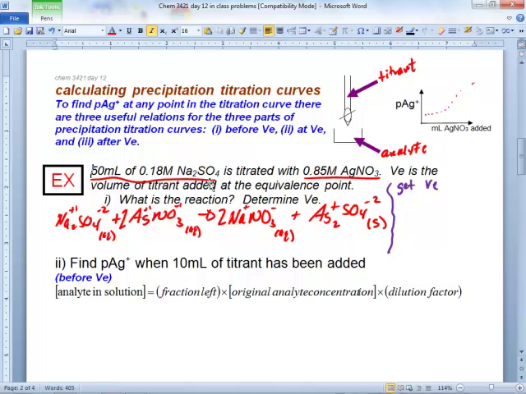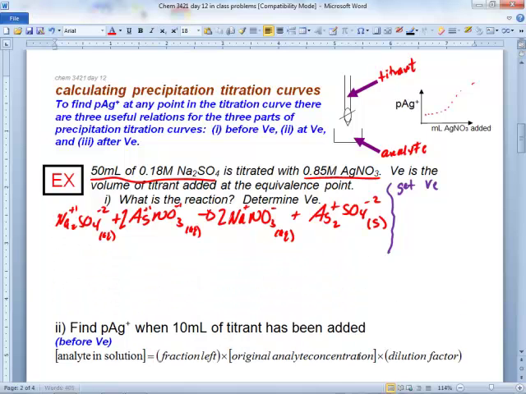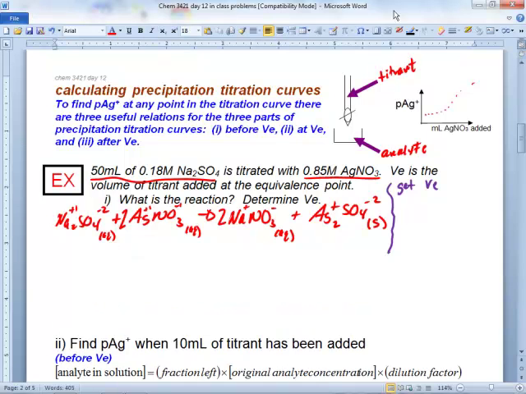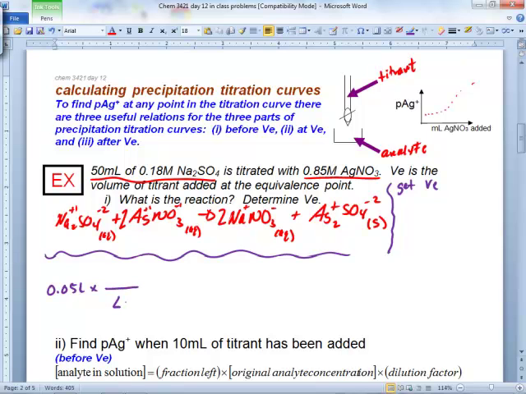But let's just start with the, this is how we did it last time. All right, we started with the 50 mils, which is 0.05 liters. Right? And that's of this stuff. So in a liter, and I could just leave out the sodium. I mean, I don't have to, but I kind of like leaving out the sodium because all I'm really interested in is the sulfate anyway.